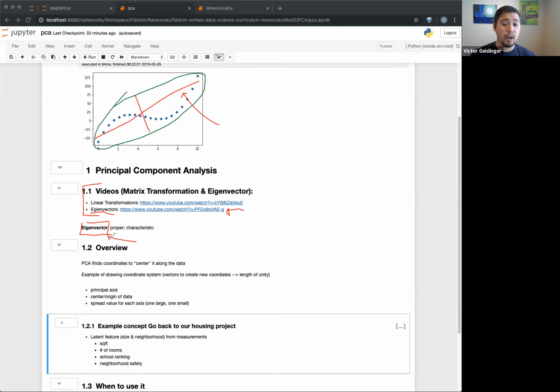And that's why we call it the proper or characteristic. It's in a sense the true axis that we should have been using for that transformation the whole time. Going through this, I'm not going to go through the whole curriculum, but if you read through section 34, I believe they start talking about the covariance matrix.